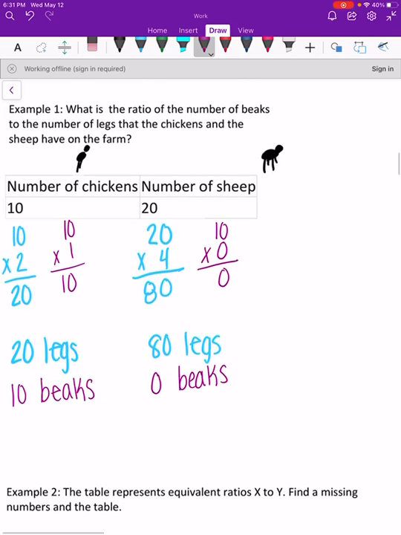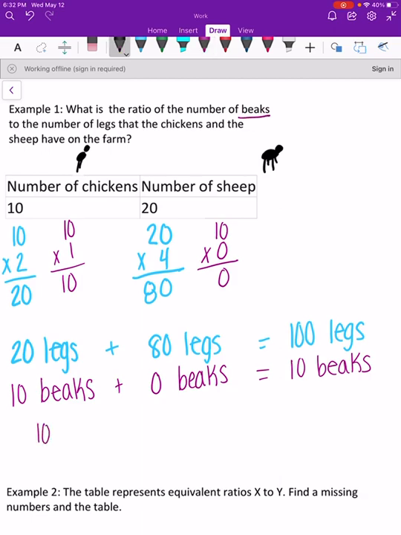So how many legs are there all together? Well, 10 plus 20, there's 100 legs on the farm. And beaks, 10 plus 0 is 10 beaks. And we want the number of beaks first, so 10 beaks to the number of legs, which is 100.